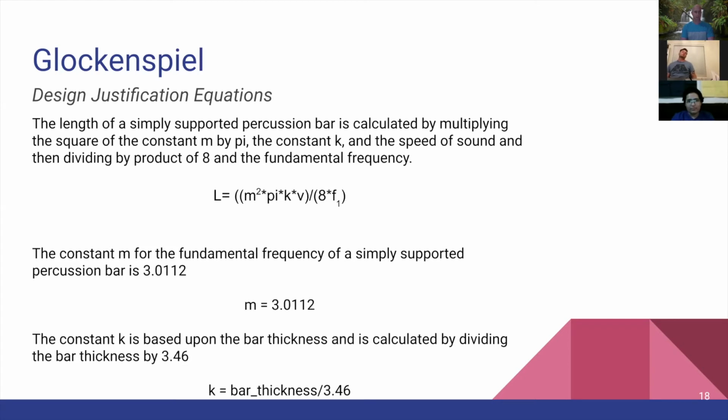Here's the equations that I use to calculate the length of my bars. Essentially, we're going to take m squared, multiply it by pi, multiply that by k, and the speed of sound through the bar. We're going to divide that by the product of 8 times the frequency that we're trying to build the bar length for. M is a constant, 3.0112 for simply supported percussion bars, and K is a constant based upon the bar thickness. So it's the bar thickness divided by 3.46.